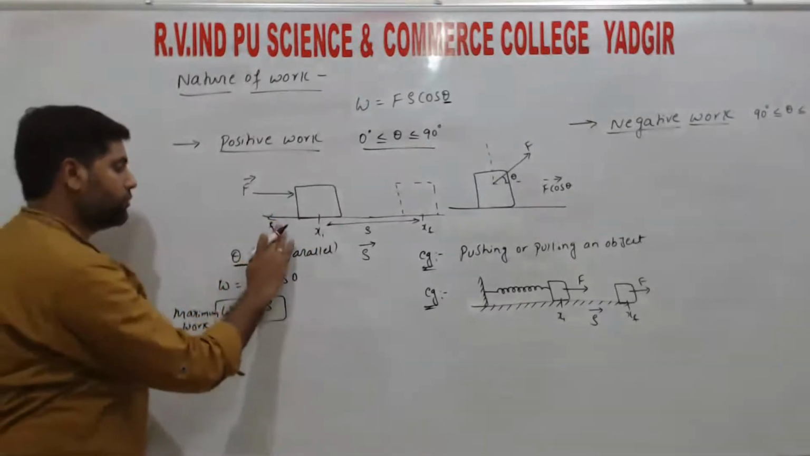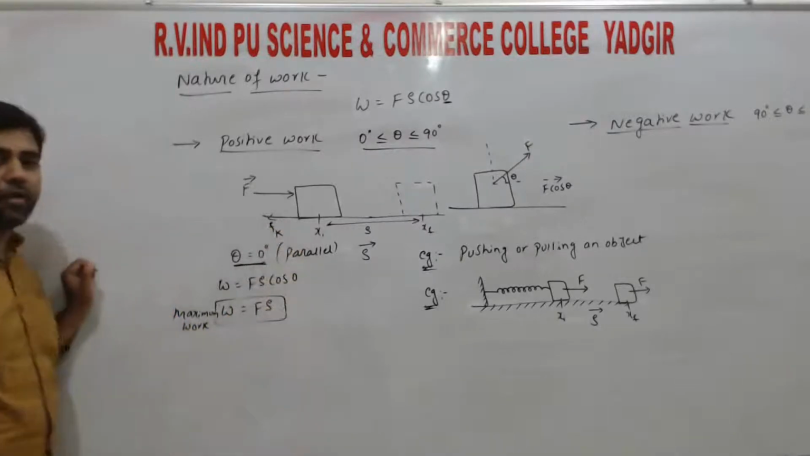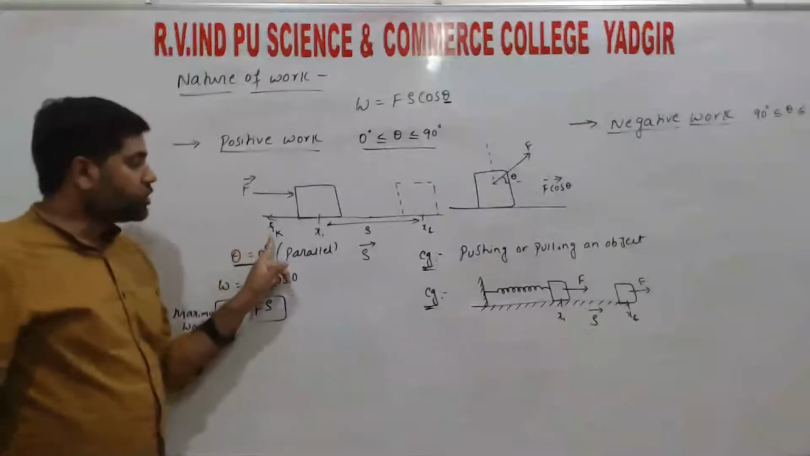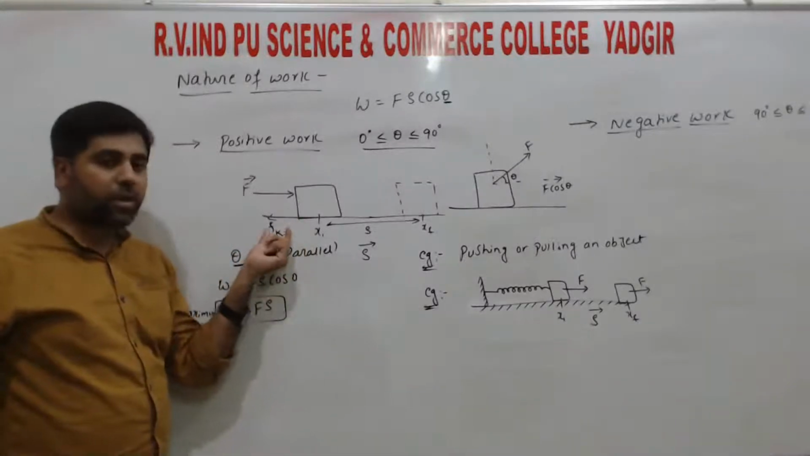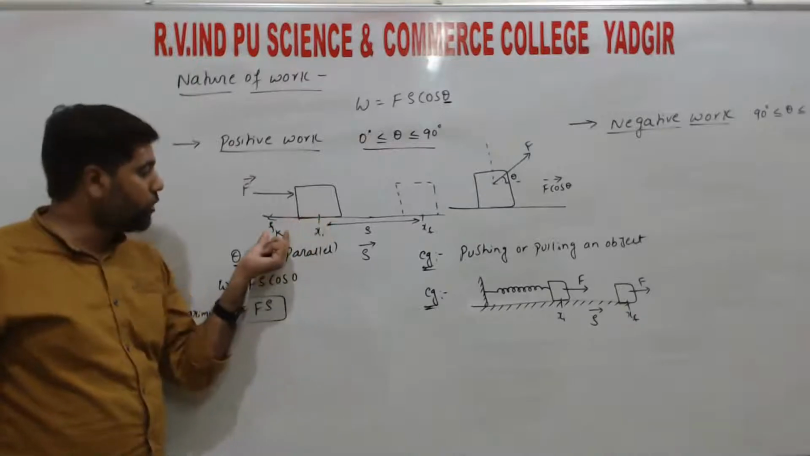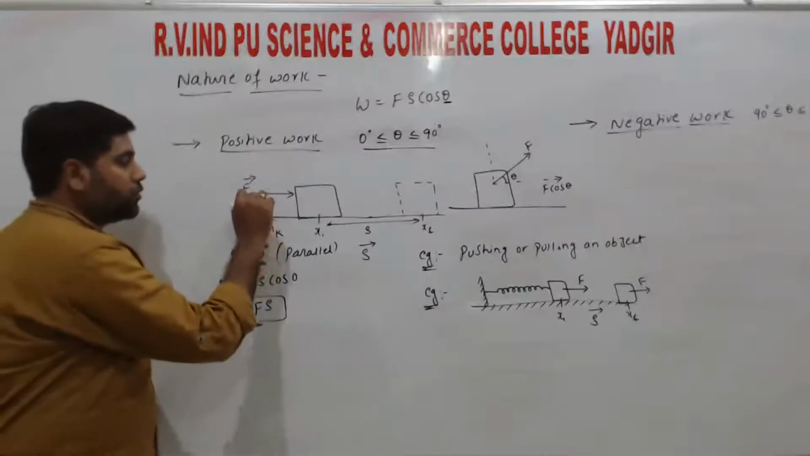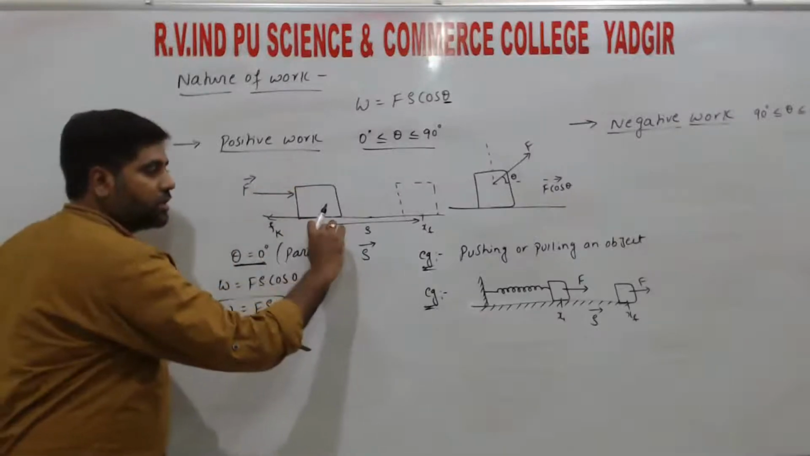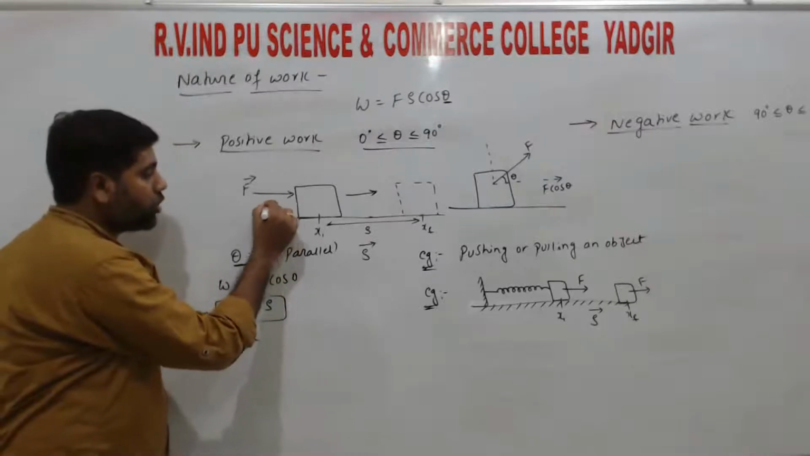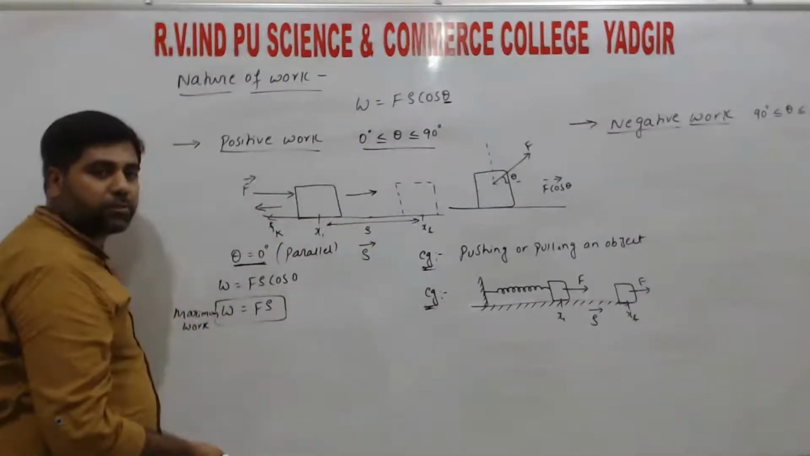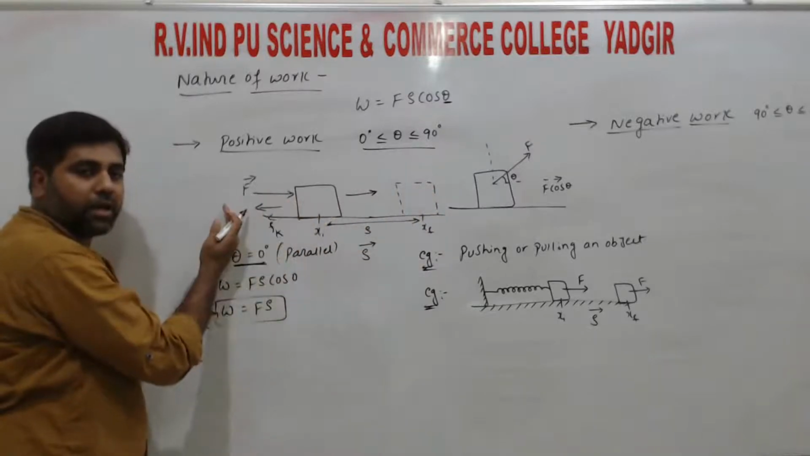Generally we take kinetic friction Fk, that means frictional force by the block. So the frictional force is coming from the block. The work done by the frictional force is negative. That means the force is applied in this direction, so displacement is in this direction, right? The frictional force is opposite to the displacement. So if displacement is along the positive x axis, the frictional force is along the negative x axis.